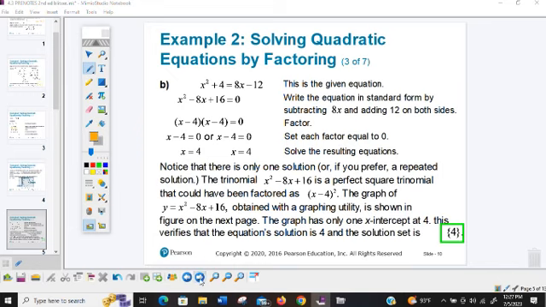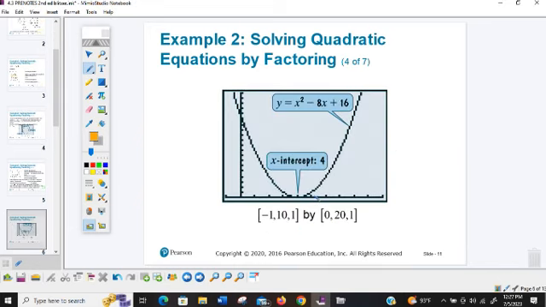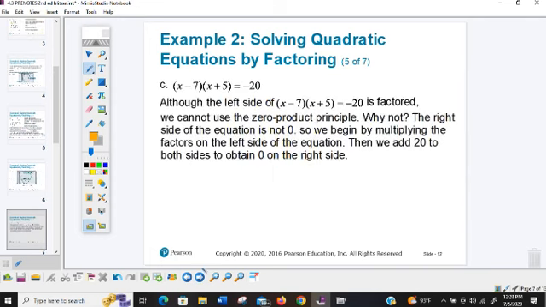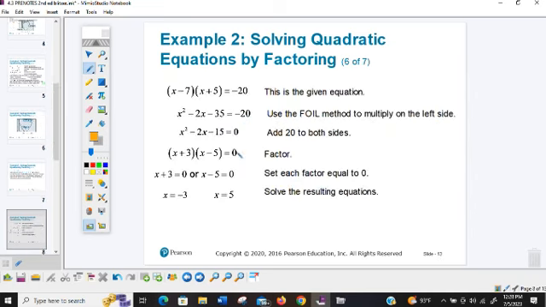Here's what that would look like in a graph. That means there's only one x-intercept here because it happens at the vertex. Let's look at another one. We have x plus 7 times x plus 5 equals negative 20. We have some work to do. The first thing we want to do is FOIL this. We get x squared plus 12x plus 35 equals negative 20. Then we add 20 to both sides, which gives us x squared minus 2x minus 15 equals 0.